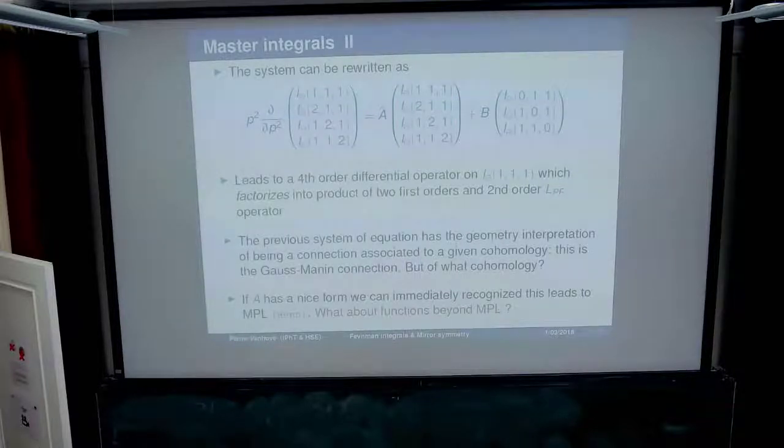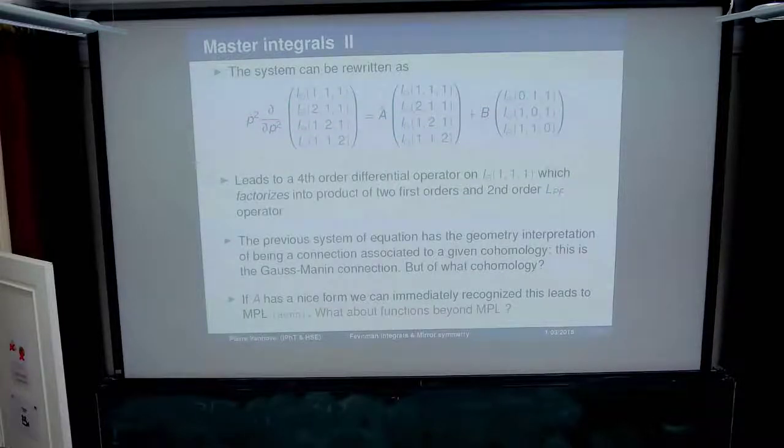So the version that I want to consider, once you have this, what you can do is a simple exercise in linear algebra, to obtain a differential operator in p squared that acts only on this first line of the vector. This is 4 by 4, so what you will find is that there is a fourth order differential operator that acts on your sunset integrals. That is a consequence of this linear algebra matrix. But what you realize is that this fourth order differential operator is factorizable, so it's not a minimal one.